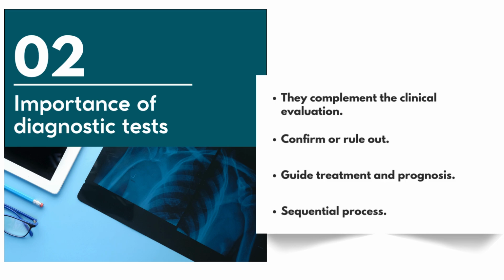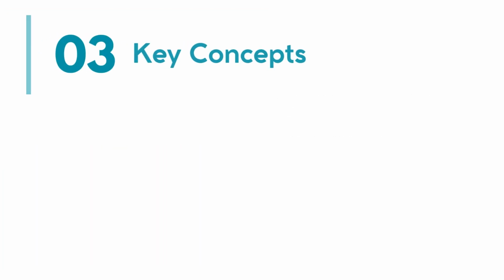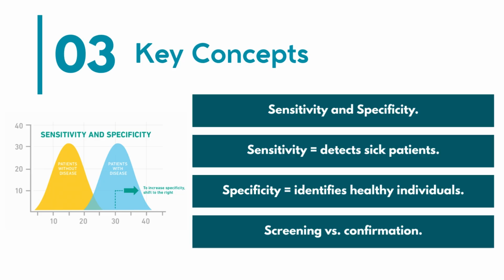They always follow a sequential process, starting with initial tests, continuing with confirmatory ones, and in some cases including follow-up or prognostic tests. A fundamental concept is sensitivity and specificity. Sensitivity measures a test's ability to detect patients who truly have the disease. Specificity, on the other hand, indicates how good a test is at identifying healthy individuals. In practice, we use sensitive tests for screening because if they are negative, they rule out disease, and specific tests for confirmation because a positive result is almost always definitive.